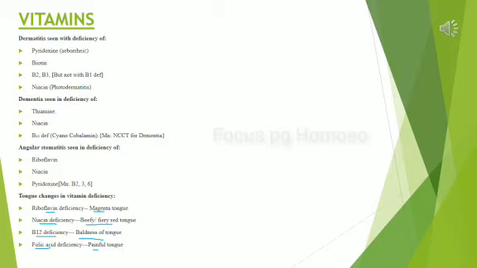So tongue changes in vitamin deficiency. First one, magenta tongue, which is seen in riboflavin deficiency. Beefy, fiery red tongue, which is seen in niacin deficiency. Baldness of the tongue, which is seen in B12 deficiency. Painful tongue, which is seen in folic acid deficiency.